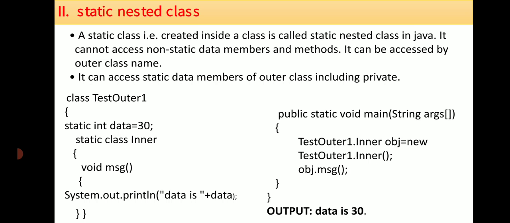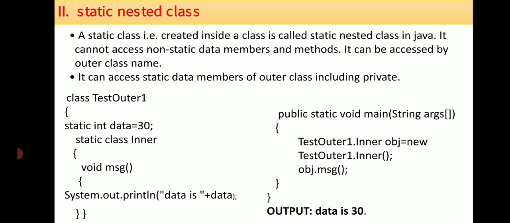Next we are calling the main method here. And you know the second point of the static nested class: we told you that it can access the data member of the outer class, including private. This can be accessed only by the outer class name. So just now I told you that when you want to access this outside the class, we have to use the outer class name only.